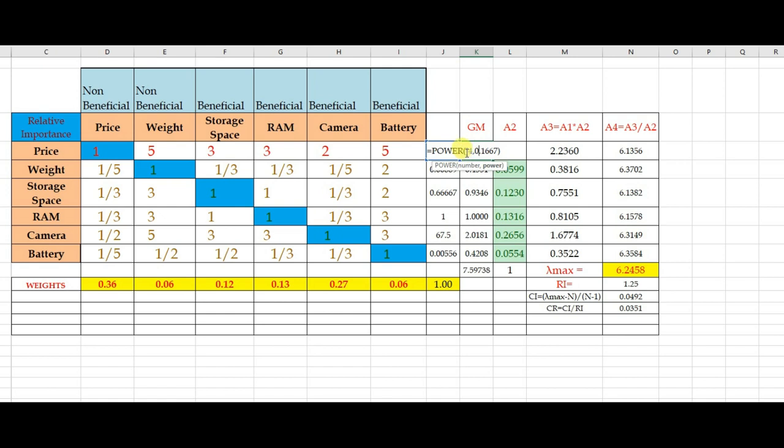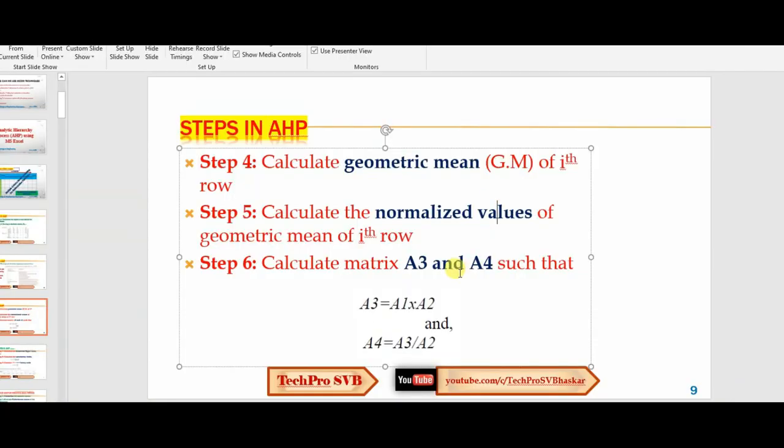values, and then the geometric mean is calculated like this: this particular cell value raised to 1 by n. So like this, raised to 1 by 6, that means 0.1667. This is the way I have calculated the geometric mean for all these criteria. You can see all these cells are simply copied. Now next step, how the A2 matrix is calculated.